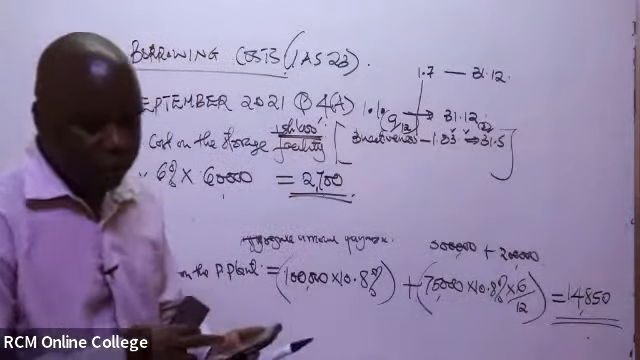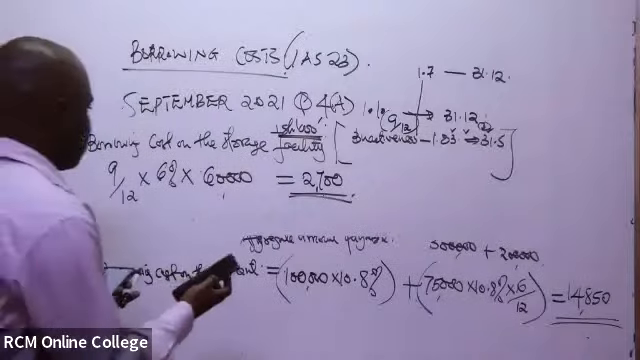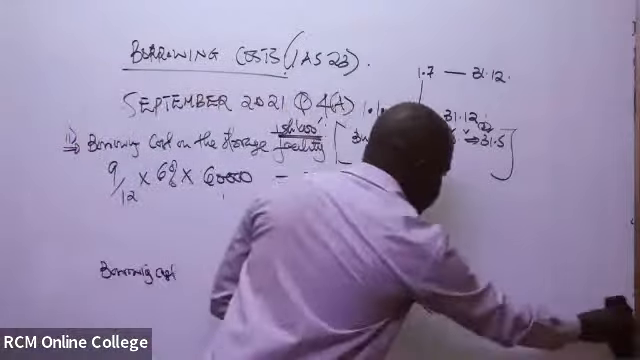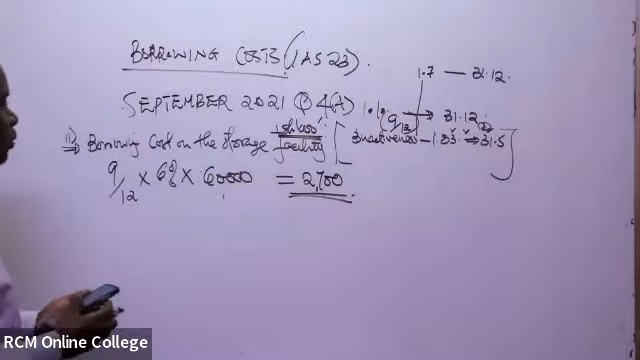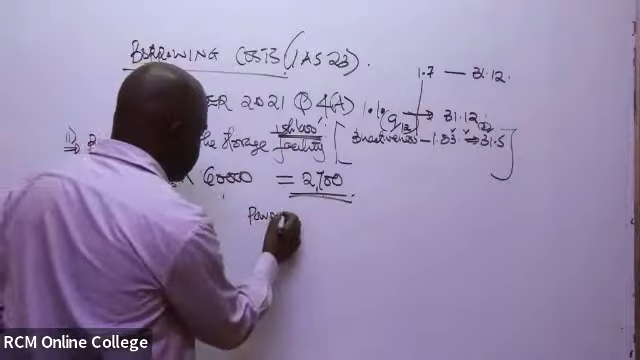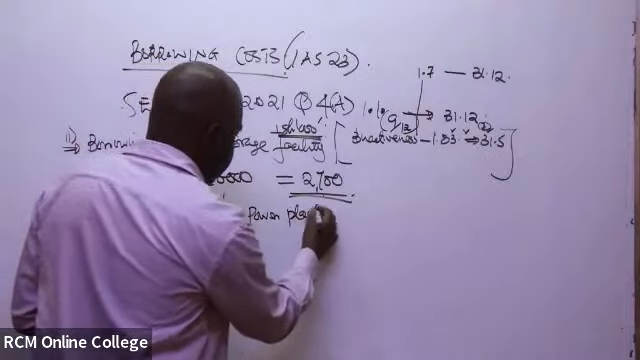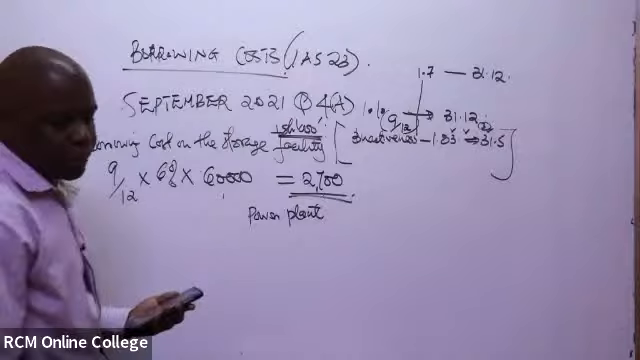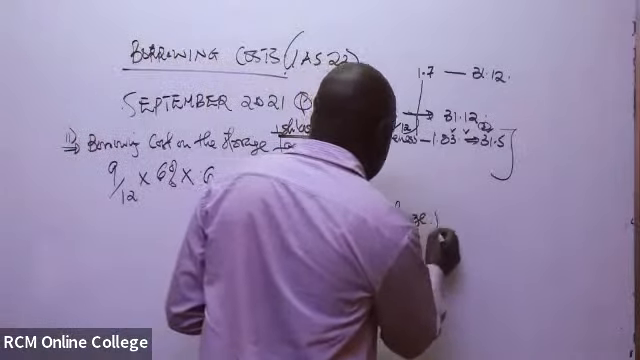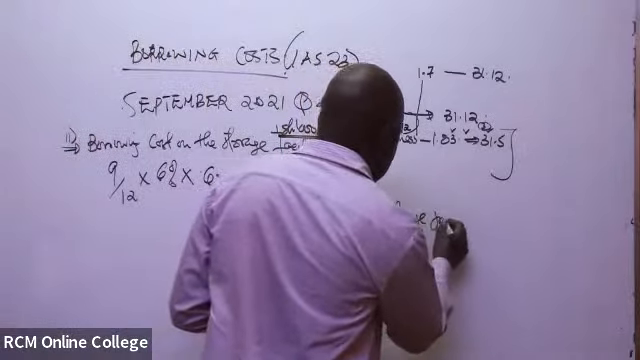So the value of the assets by the end of the year. There were two assets here. So we have the power plant. And of course, you have the storage facility.